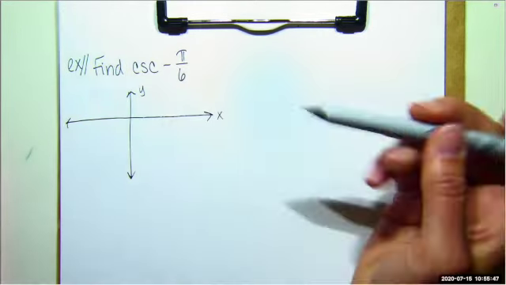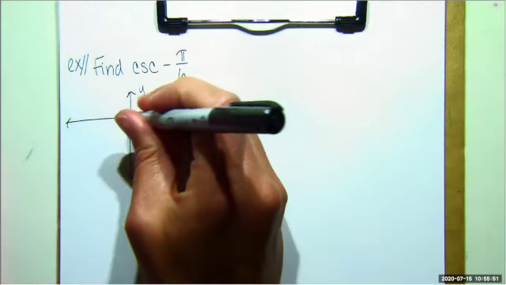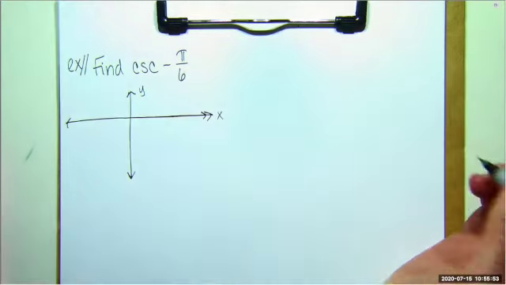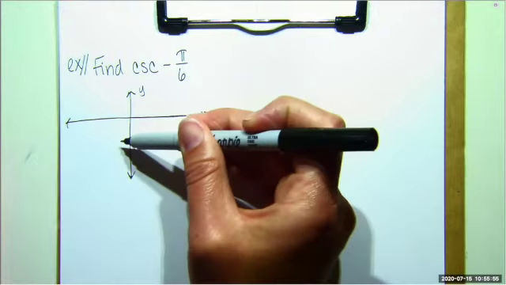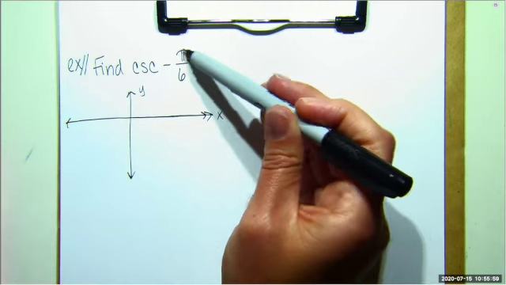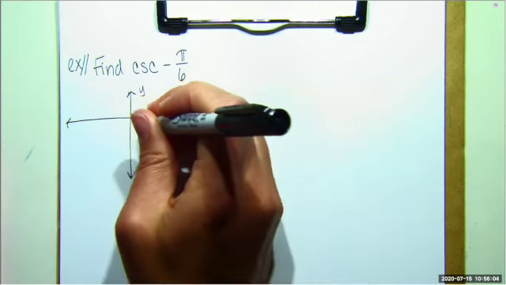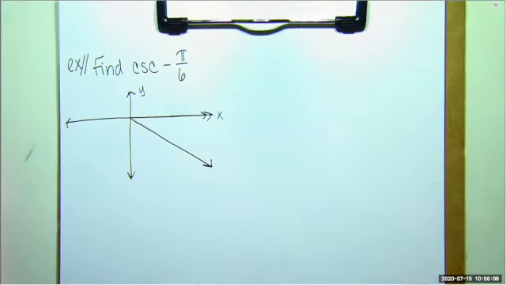The first thing we notice about this angle is that it's negative. So remember, for a negative angle, we put our initial ray on the positive x-axis, and then we want to move in the clockwise direction. So pi over 6, we think pi is 180 degrees. So 180 divided by 6 is 30. So this is what negative pi over 6 looks like.